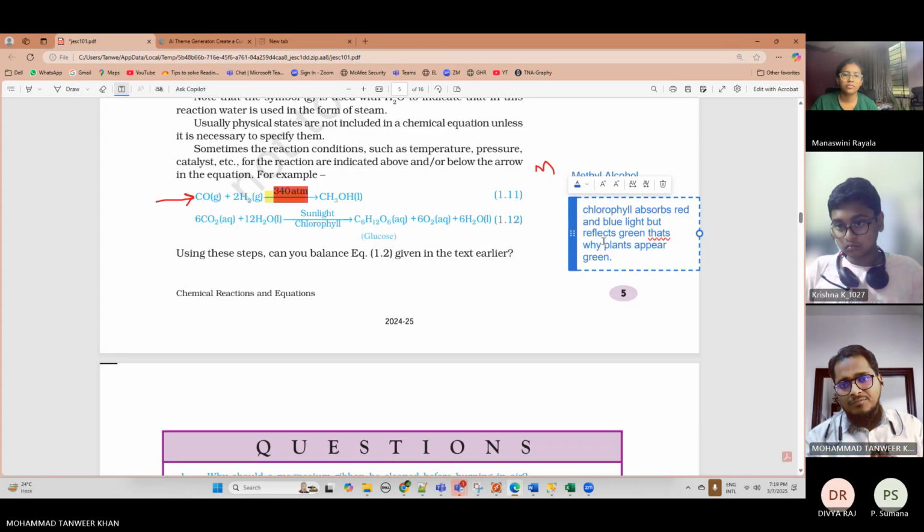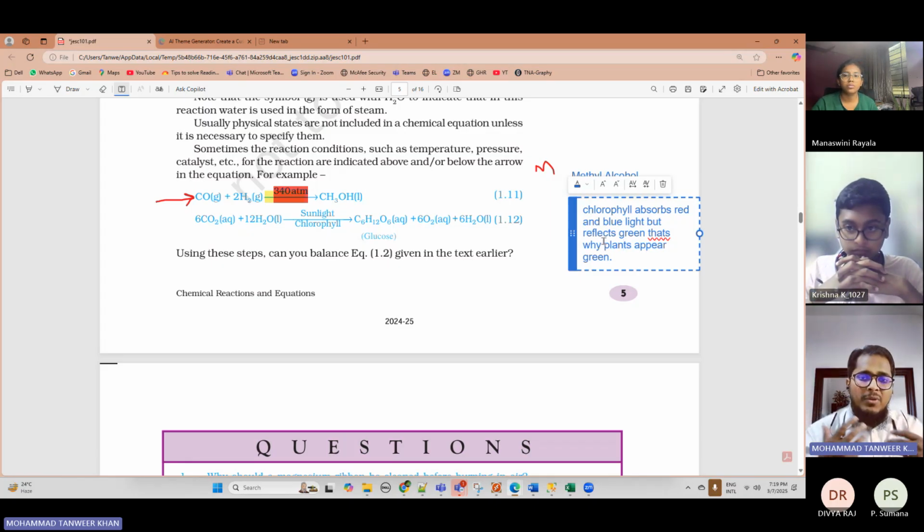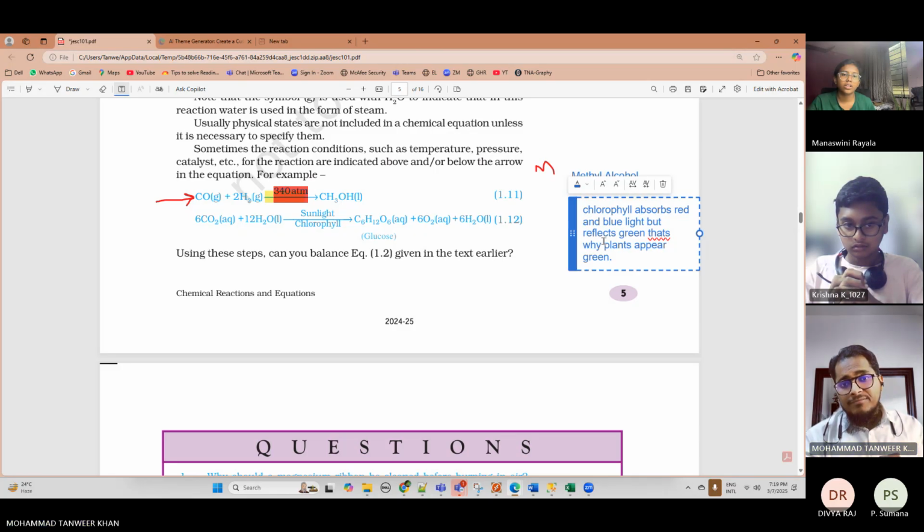Got it? Yes sir. So what they are doing, they are converting sunlight into chemical energy to make food. This is clear? Yes, sir. And we are getting oxygen from plants only, so that is also very important. That is why we should plant more and more trees. Okay, is this clear? Yes, sir.